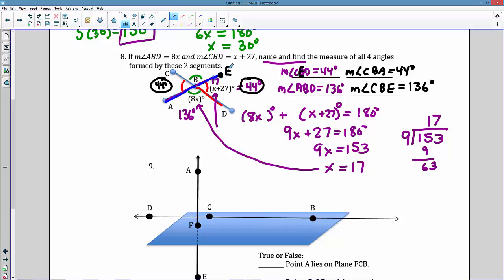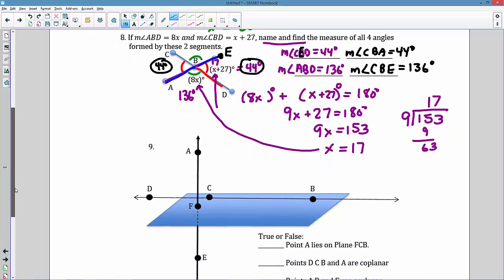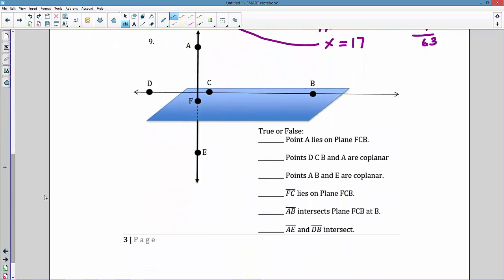Just so your answers will be a little different than mine, I apologize because this letter should have been E, or maybe it was and I couldn't see it when I wrote over it, but just change your letter to match mine and then you'll get the same answer. Okay. All right, number 9.